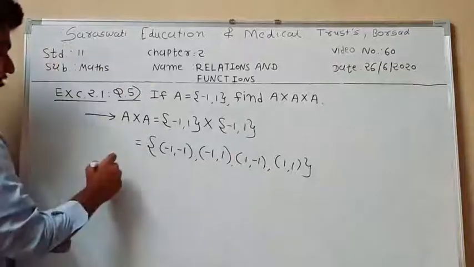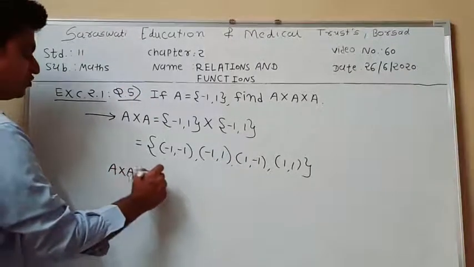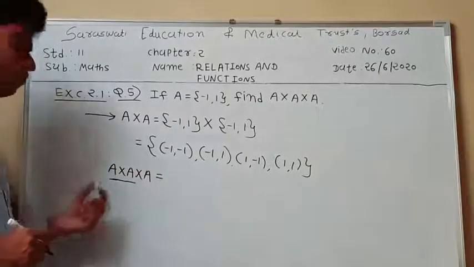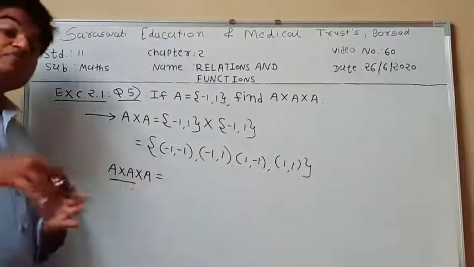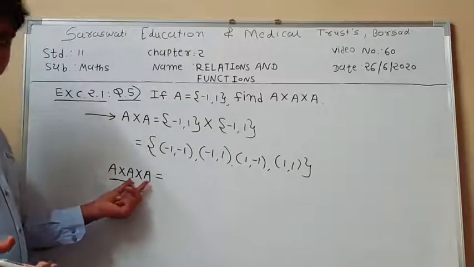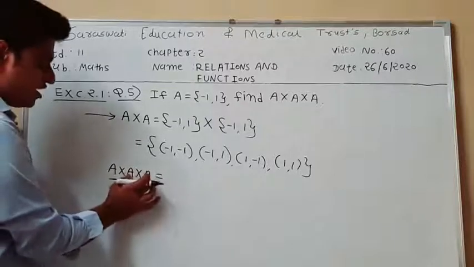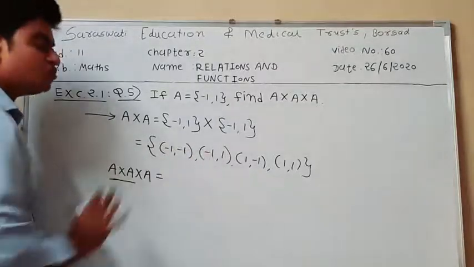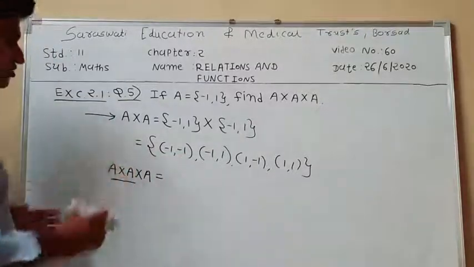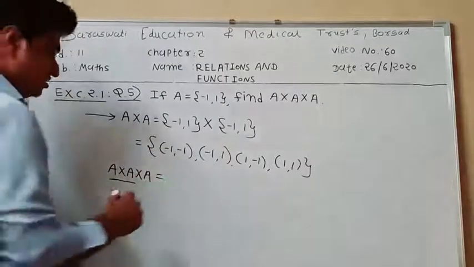Now find out A Cartesian product A Cartesian product A. You can also apply the product first to the last two A's, that means first we write A and for the last two A Cartesian product A we substitute these ordered pairs. Working in both ways, we get the same answer.